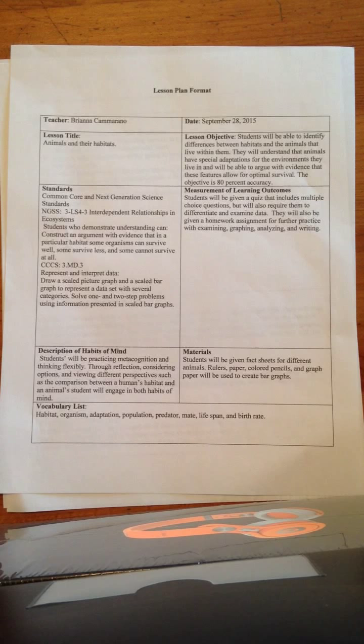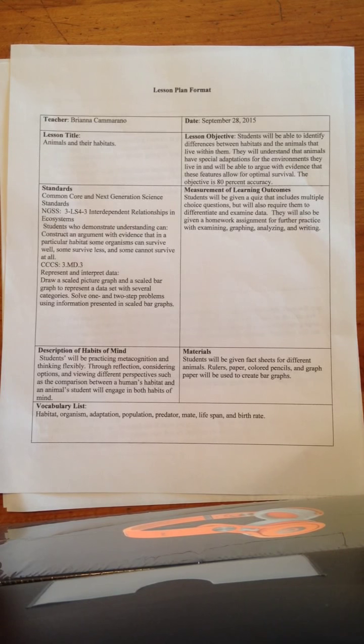The objective is 80% accuracy. The standards that I'm using for the Next Generation Science Standards are interdependent relationships and ecosystems. Students who demonstrate understanding can construct an argument with evidence that in a particular habitat some organisms can survive well, some survive less, and some cannot survive at all. For the Common Core standard, students represent and interpret data.